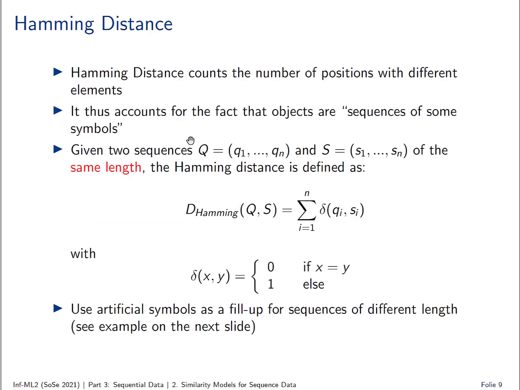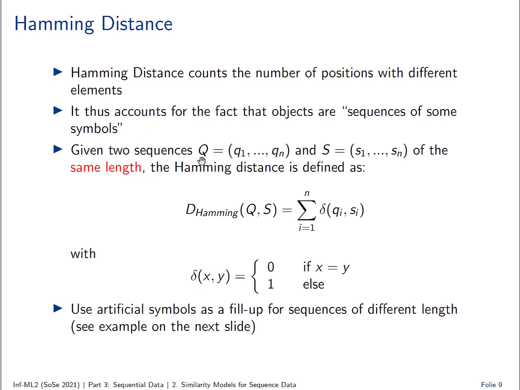As we said before, the Hamming distance imitates the Euclidean distance. It just counts the number of positions with different elements. So it accounts for the fact that the objects are sequences of some symbols, but in a very, very coarse sense, or very naive sense maybe. The formalization is very, very simple.